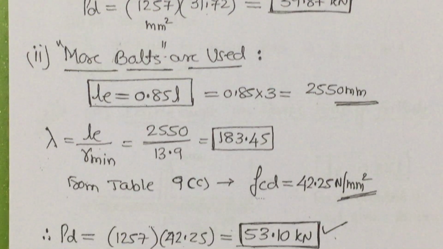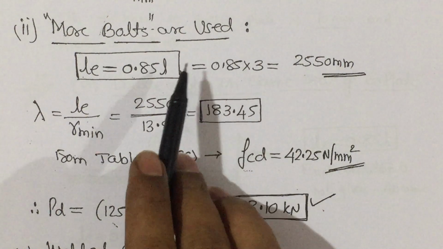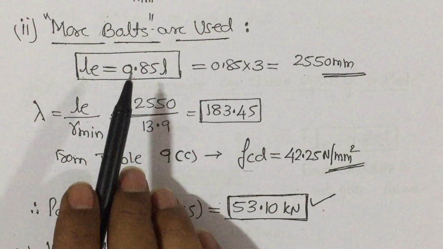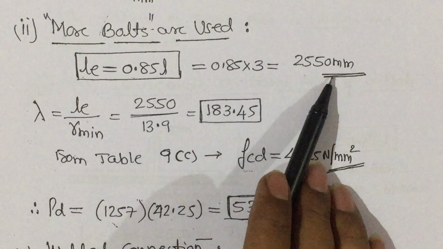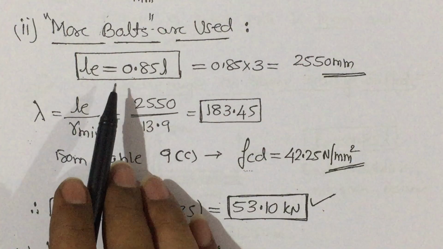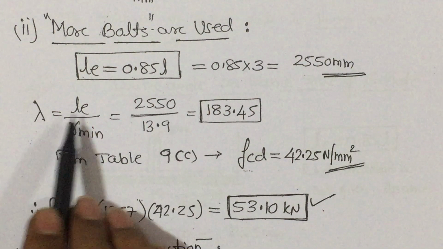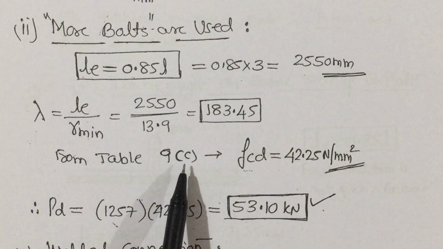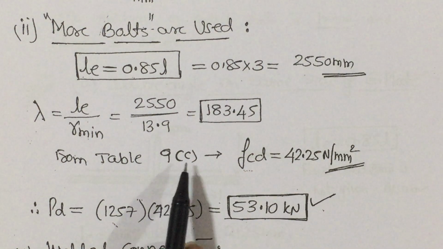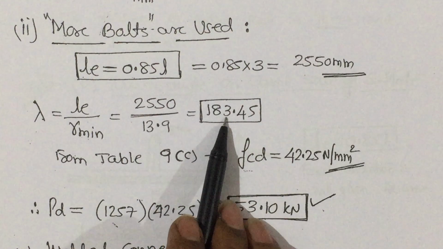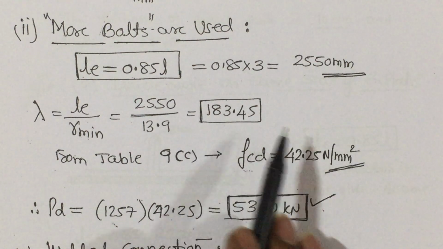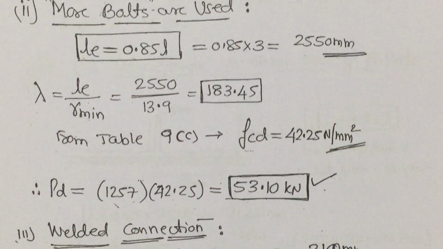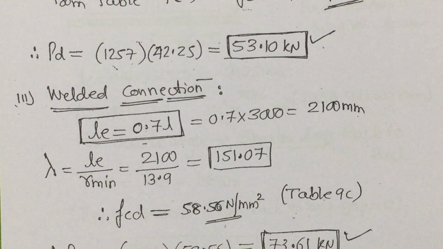This is one case. Like that for second case, when more number of bolts are provided, then effective length is equal to 0.85 into L. So, substitute, then lambda, R minimum we already calculated, lambda is equal to LE by R minimum, we will get the value. Then again it related to the buckling class C from the table 9C after interpolation with respect to this lambda and Fy, you are going to get FCD. Then PD is equal to AE into FCD, we got it as 53.1 kilonewton.